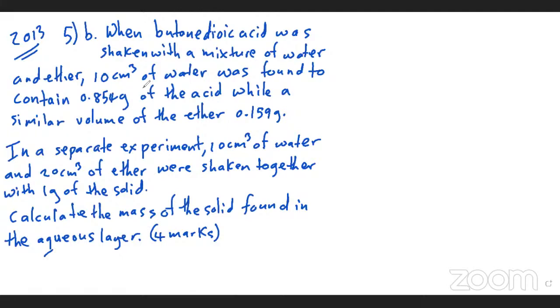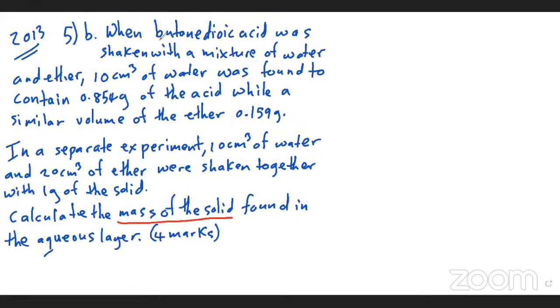All right, so after all of this reading, what they want us to do is find the mass of the solid. To get the mass of solid, you will need the partition coefficient. If you look at the question, the partition coefficient was not given. So we need to find it. So let's look at the question.